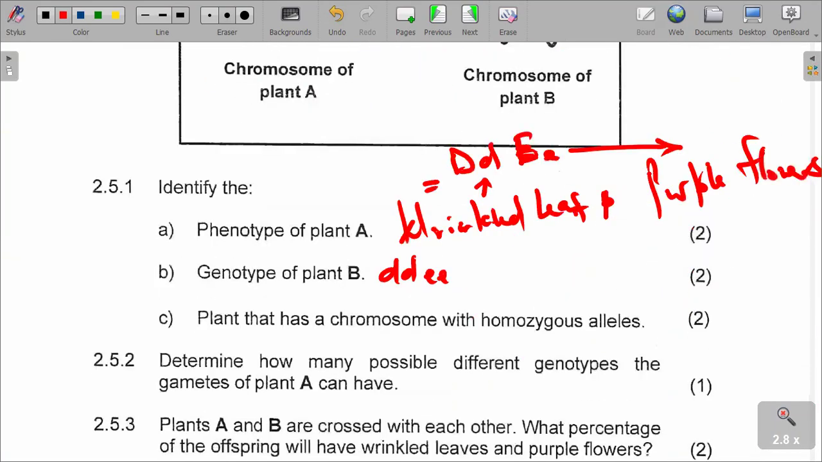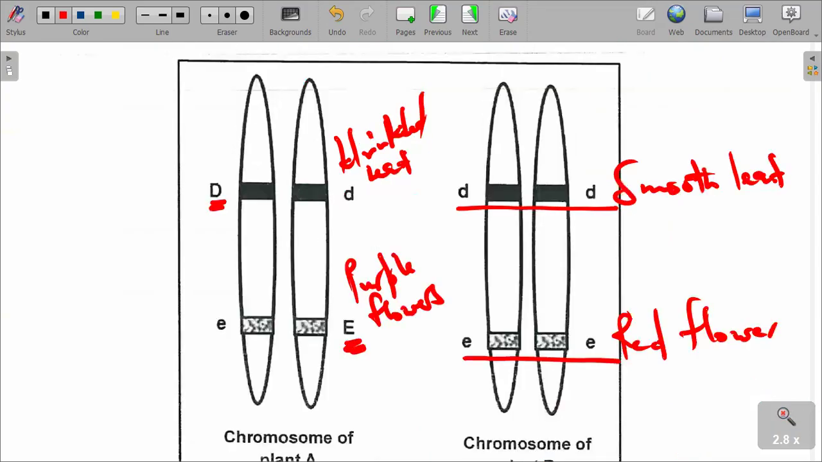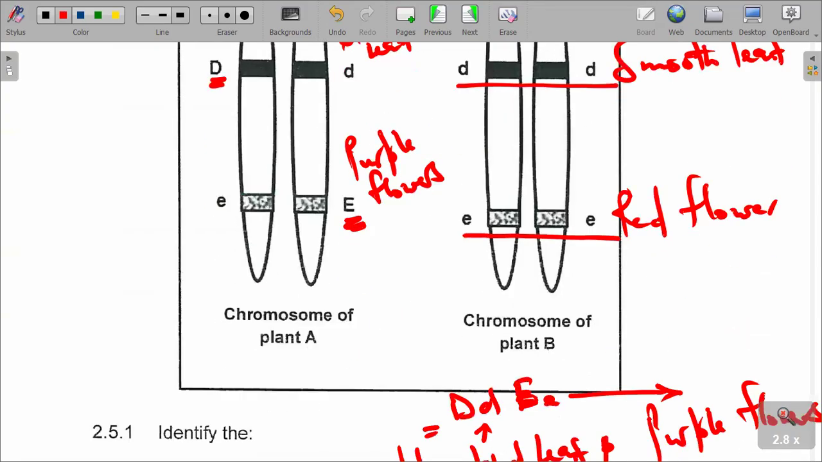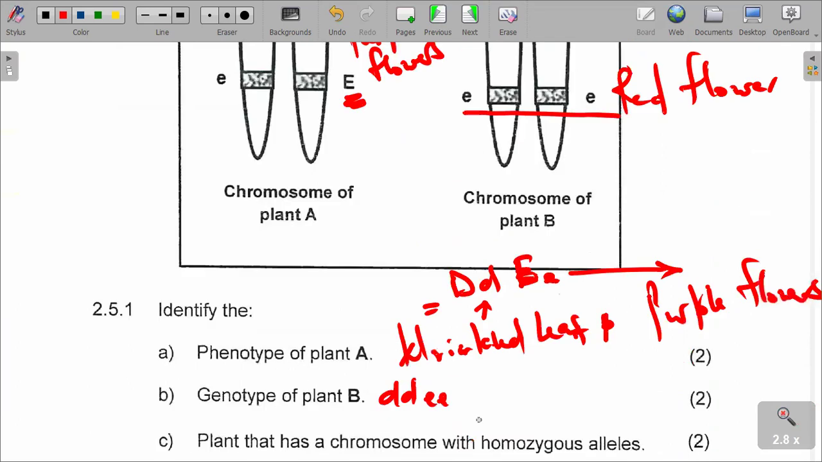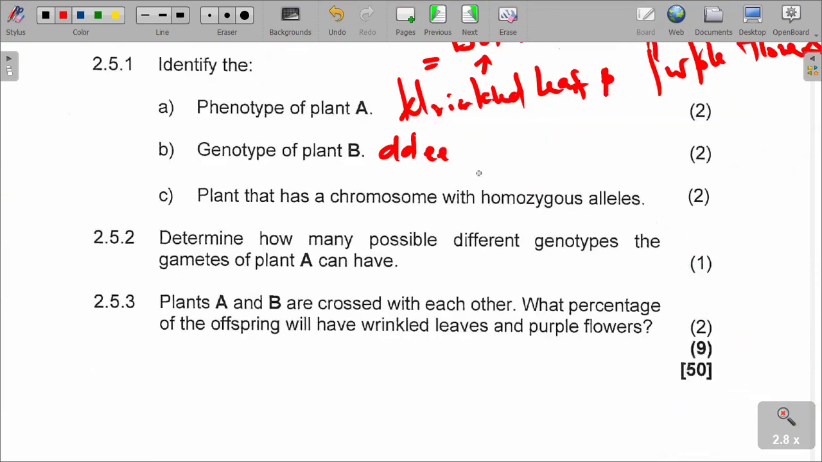Identify the plant that has chromosomes with homozygous alleles. Plant that has got chromosomes with homozygous alleles. It is plant B. Plant B has got homozygous alleles. We are saying it is plant B.